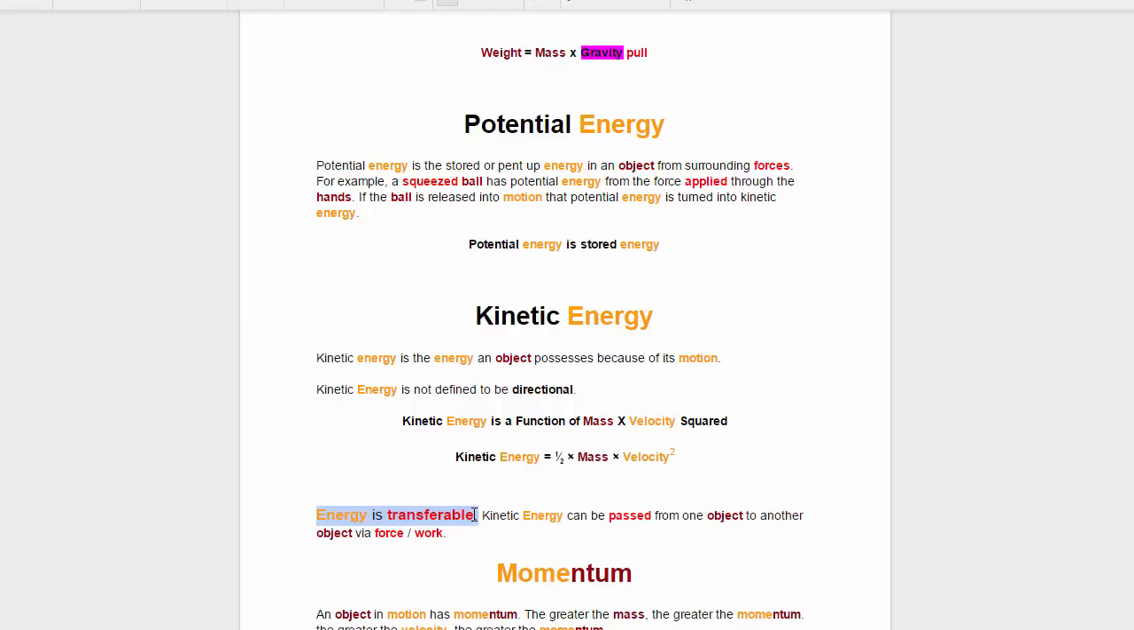So if something has high energy, such as us, we're moving fast, we can transfer that into the ball through force or work. By pushing into the ball, we can transfer our kinetic energy into the ball, making it fly faster. Does that make sense?